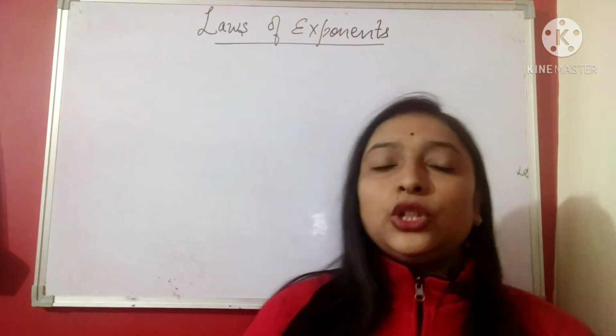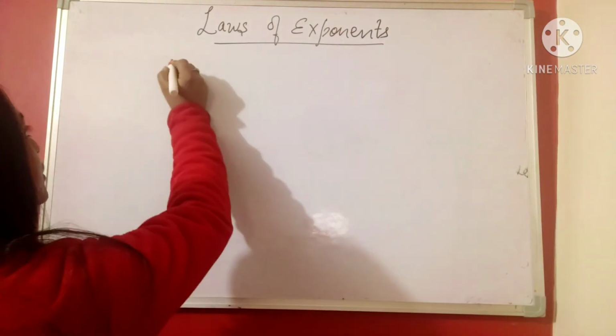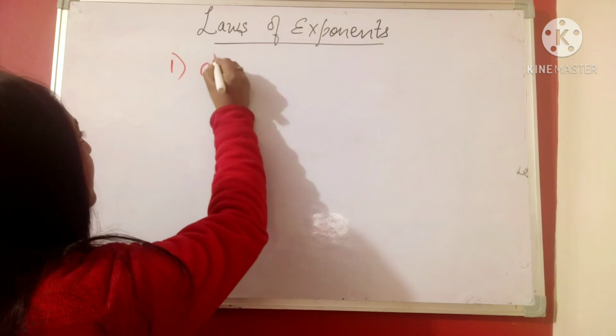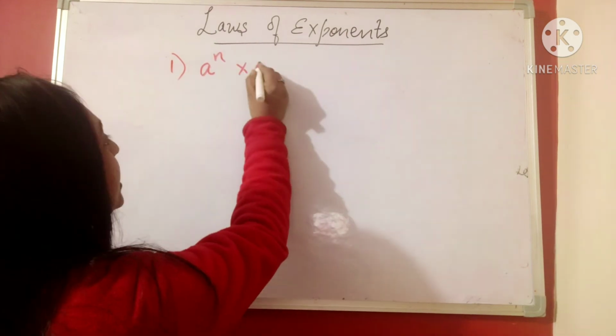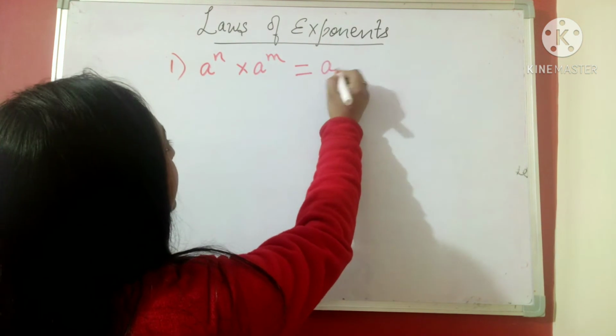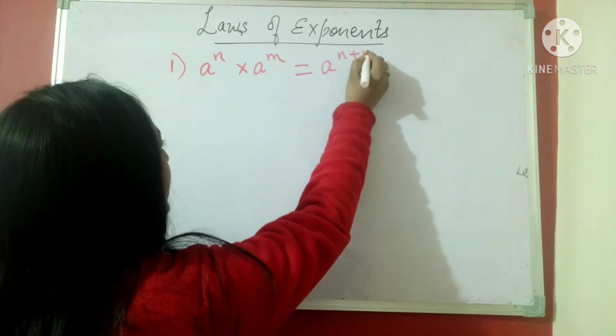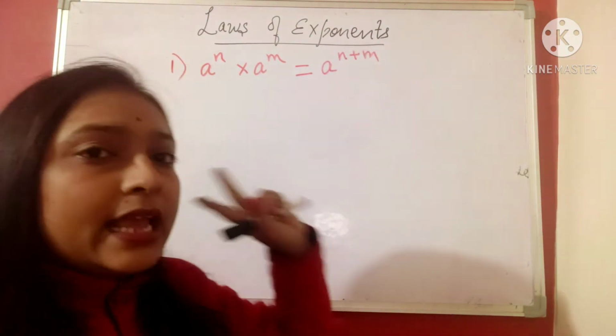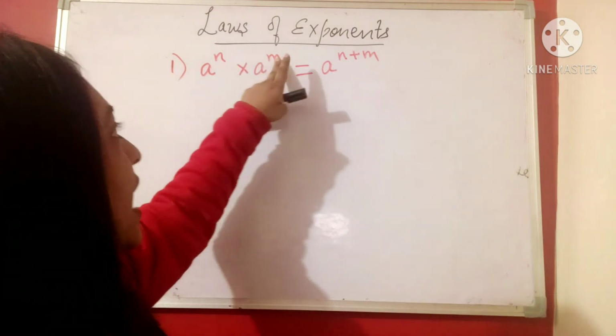So let's start with the laws of exponents. The first law says a raised to the power n into a raised to the power m, then it will be a raised to the power n plus m. Whenever we have the same bases, we add the powers.